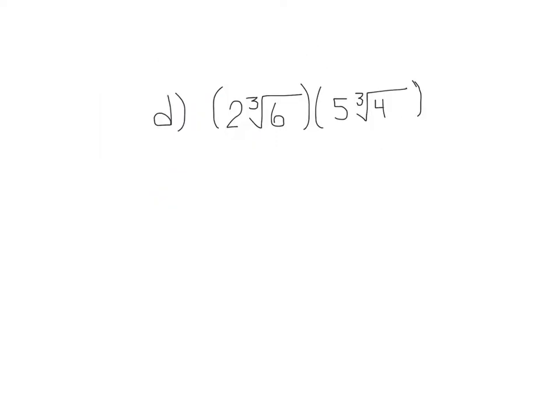Now part D is a little bit different here in that we're not dealing with square roots, but rather with cube roots. But we can go about it in a similar fashion. We're going to take the numbers out in front and multiply them. 2 times 5 is 10. And we're going to take the cube roots and multiply them. It's just that our answer is going to be under a cube root. So 6 times 4 is 24.